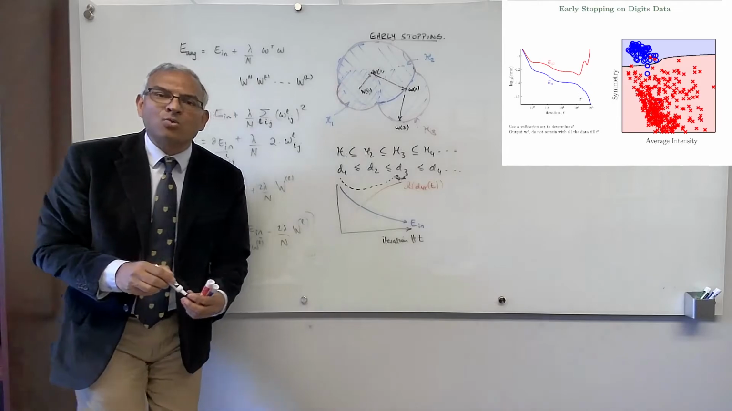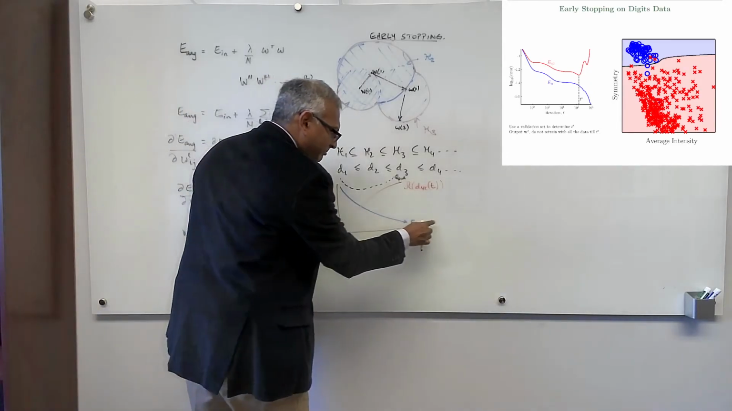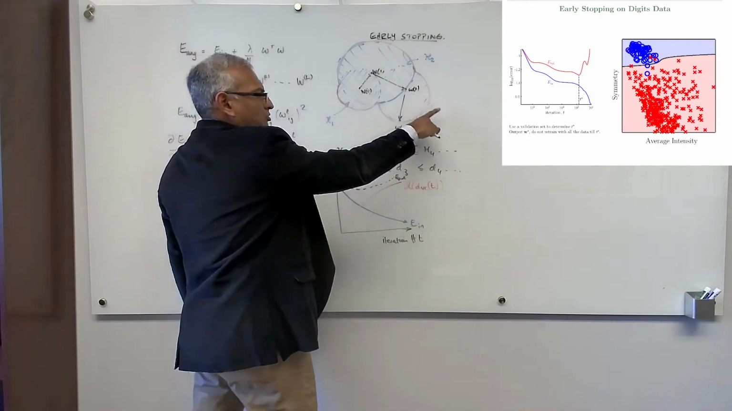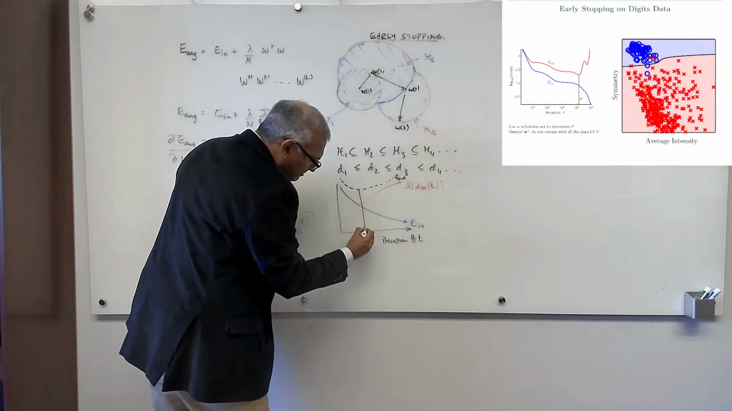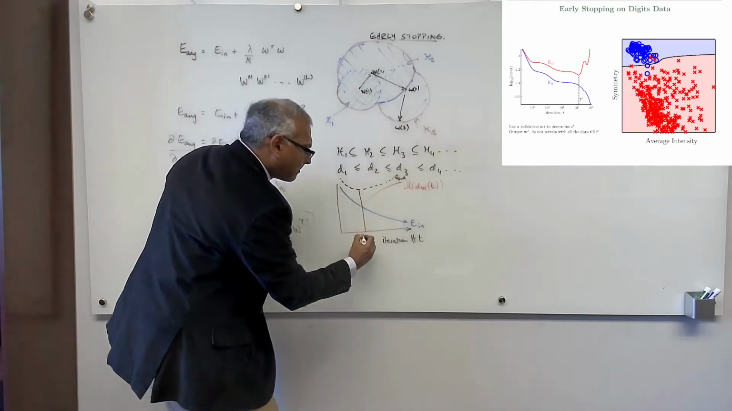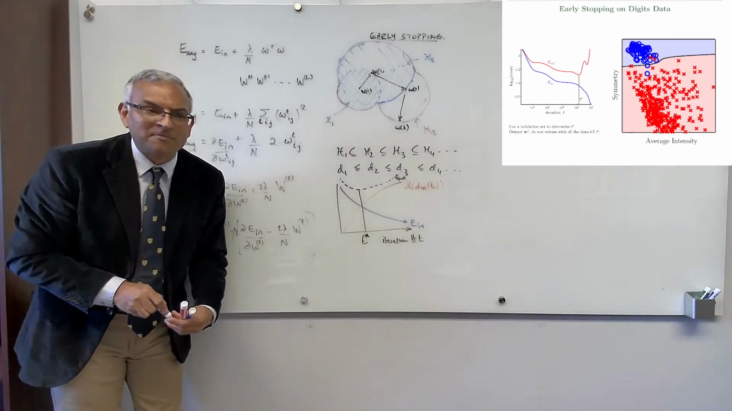But what this is saying is interesting. Don't train for 1,000,000 iterations because that explores too many hypothesis sets. There are too large hypothesis sets. There's an optimal VC dimension. There's an optimal number of iterations to train for.